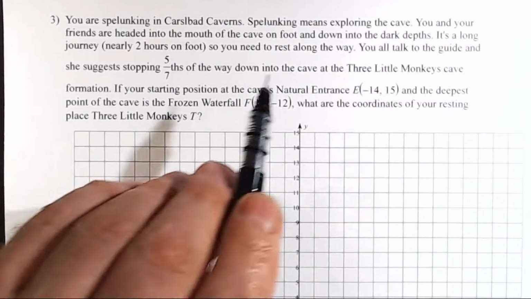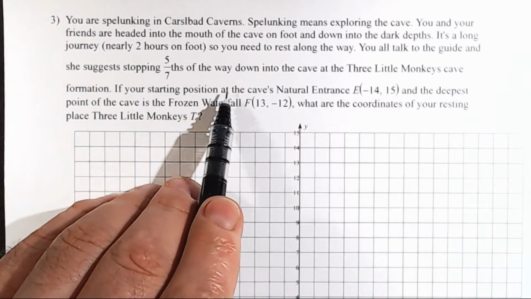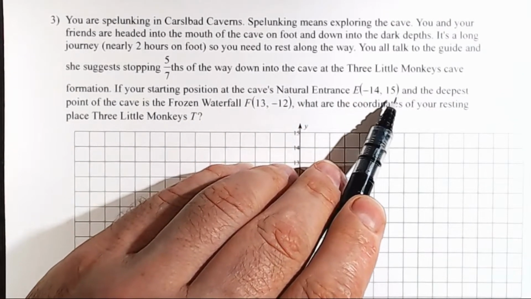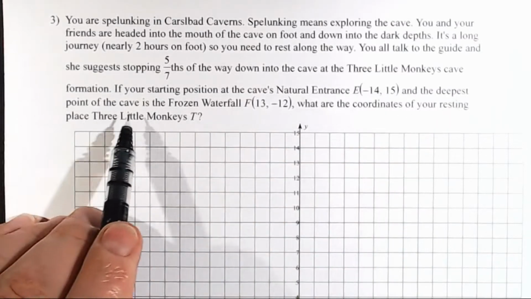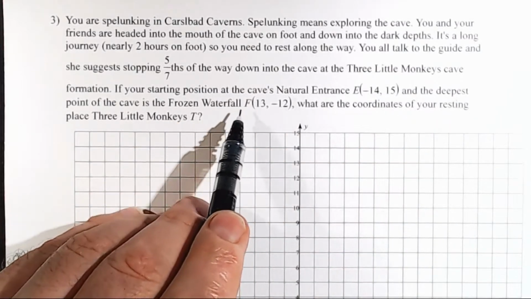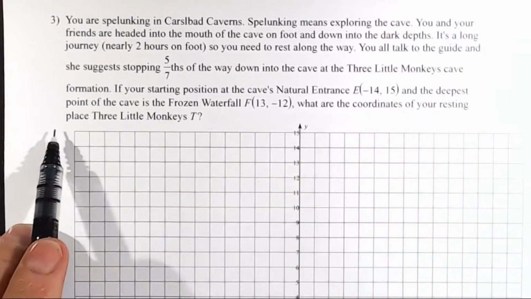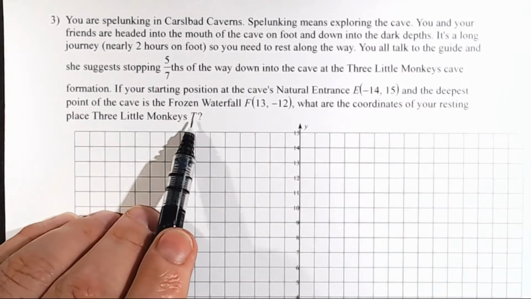What else does it tell us? If your starting position at the cave's natural entrance is E (-14, 15), and the deepest point of the cave is the frozen waterfall, F (13, -12), what are the coordinates of your resting place at Three Little Monkeys, point T?